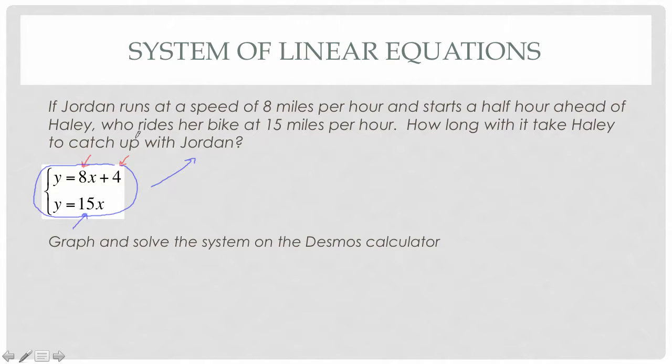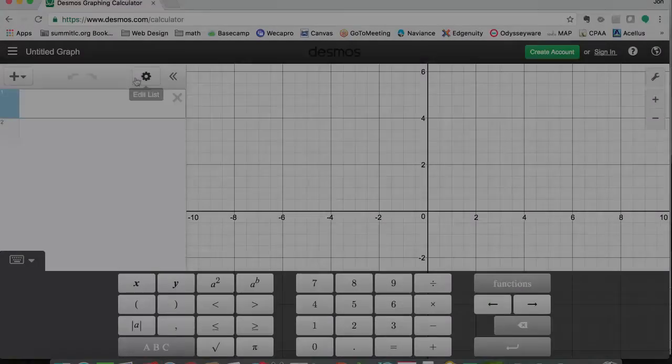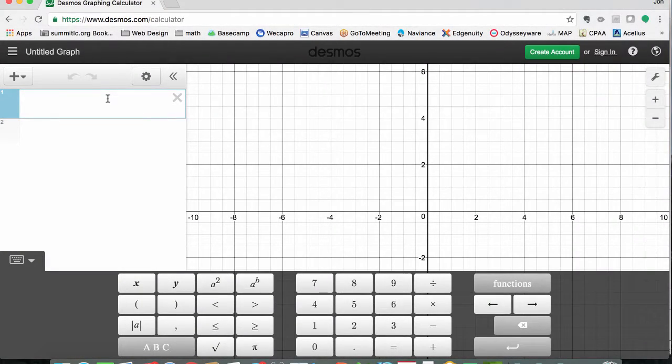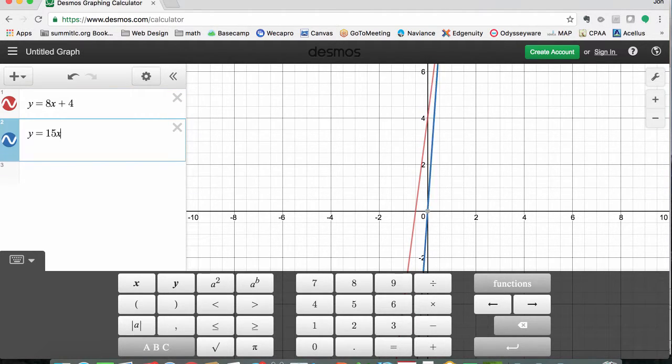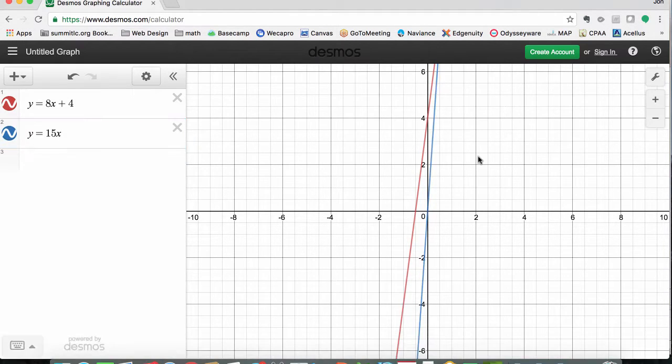Notice we have two equations because we have both Jordan and Haley, but it's part of one problem. How long will it take Haley to catch up with Jordan? Let's take this and graph it and see if that matches up with what we did on our chart. So let's open up the Desmos calculator and graph these two equations. All right, here we are. I'm going to put in y equals 8x plus 4. That's going to be Jordan's. I'm going to put y equals 15x for Haley.